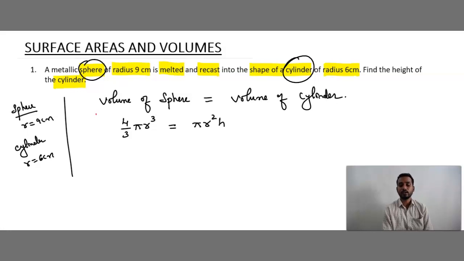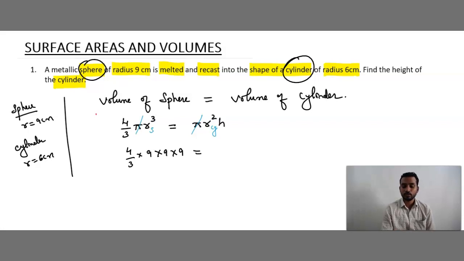Pi r square h. Now what is common on both sides? Here also we have pi, here also we have pi. But this r is of the sphere, and this r is of the cylinder. These both are not one and the same. This is the radius of the sphere and this is the radius of the cylinder. Is this clear? You should not forget it. Done. So now what values are left out? 4 by 3 into the radius of the sphere, 9 cube. 9 cube means 9 into 9 into 9. Try to write as simply as possible.